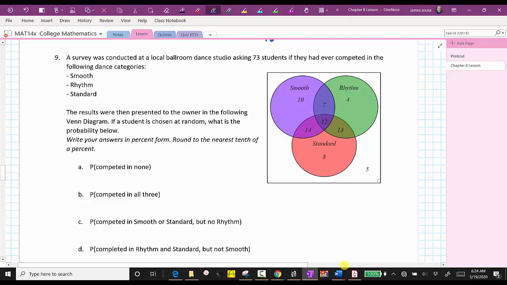For part A, we want the probability if one student is selected, they did not compete in any of the categories. And that would be these 5 students here. So there are 5 favorable outcomes out of a total of 73 outcomes. It's important we recognize there were 73 students surveyed. So the total number of students is 73, which will be the denominator in each of these probabilities. So we have 5 divided by 73, which does not simplify.